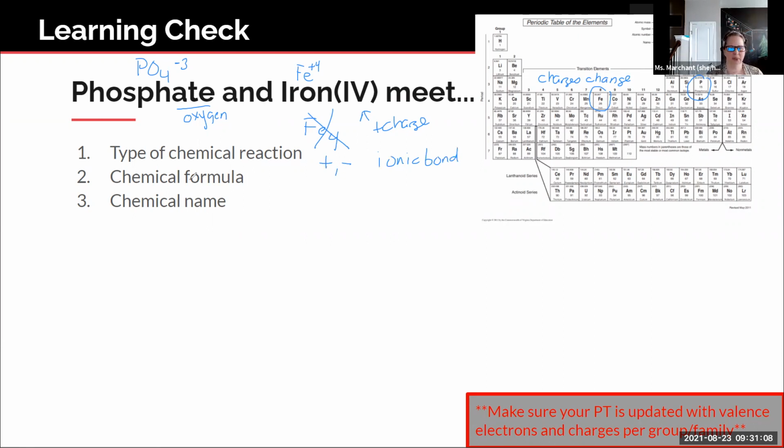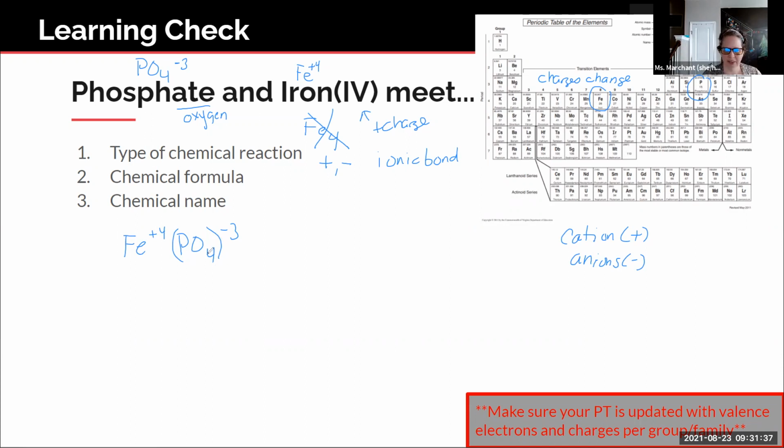Chemical formula. Okay, what's the rule? Cations first. What are the cations? Those are positive. Anions are negative. Cations first. Which one's the cation? Oh, it's iron 4. So I write that first. Then I write my anion, PO4 -3. Polyatomics get parentheses. Okay. So this 4 doesn't mean I already took care of the iron's +4.